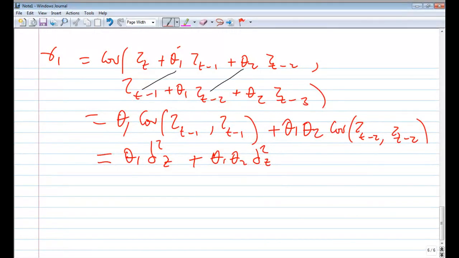I think you left out the last part, theta 2 zt minus 3. Yes, theta 2 zt minus 3. That one you can combine with zt, or theta 1 zt minus 1, or theta 2 zt minus 2. You are going to get 0 because they are independent, so their covariance is 0.